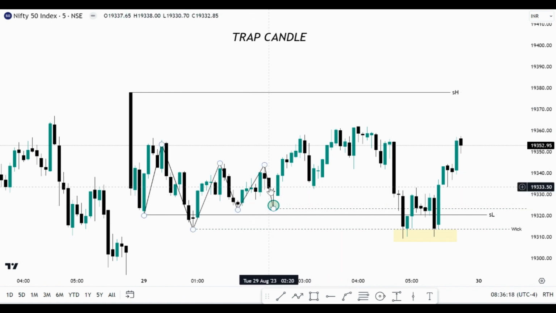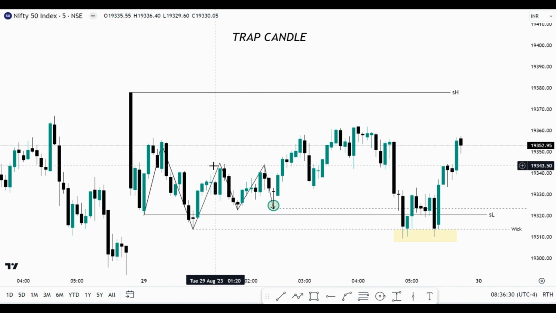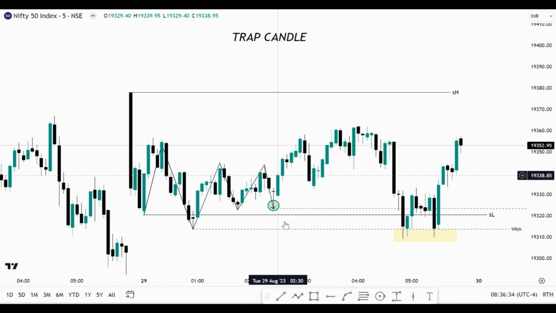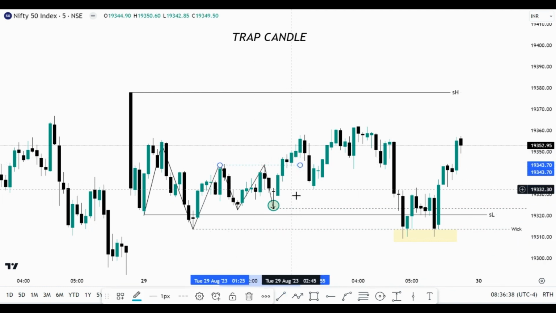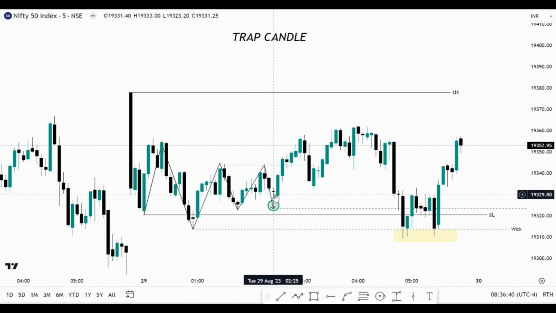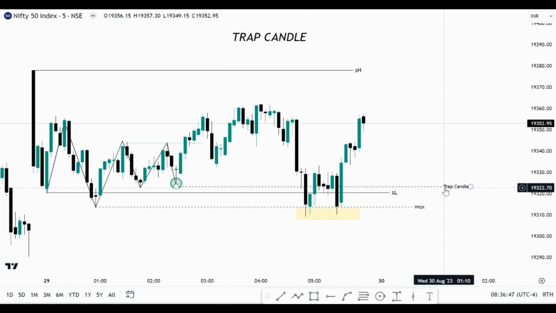So most of the time, the price will shake out, do the shakeout internally, and it will take our stop loss. So you can see the very big wick here, and following this candle, the price takes out the high of this internal swing high, right? Can you see this? Right? So following this wick, it takes out this high and goes further higher. So this becomes our trap candle low.